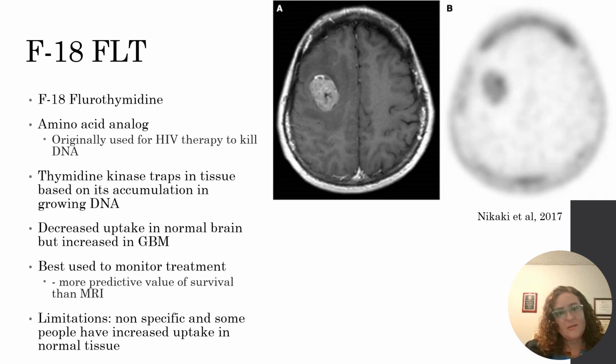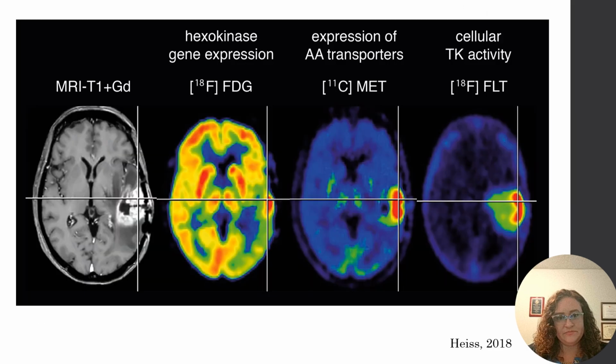So another one is FLT, fluorothymidine. This is a nucleoside analog. This was originally used for HIV therapy to kill the DNA. And it's something that has decreased uptake in normal brain, but increased in glioblastoma. So it has a really good predictive value of survival compared to MRI, and it's used to monitor the effectiveness of treatment. One limitation for this one is that it's not very specific. And so people have increased uptake in normal tissue at times.